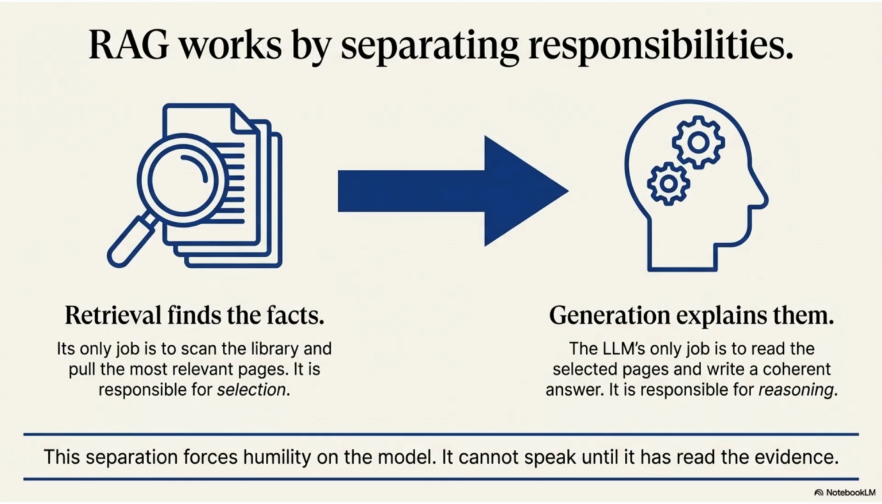RAG works by separating responsibilities. Retrieval finds the facts by scanning the library and pulling the most relevant pages, responsible for selection. Generation explains them. The LLM's only job is to read the selected pages and write a coherent answer, responsible for reasoning. This separation forces humility. The model cannot speak until it has read the evidence.